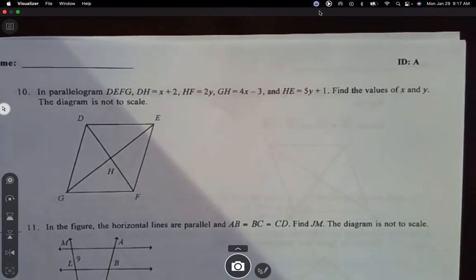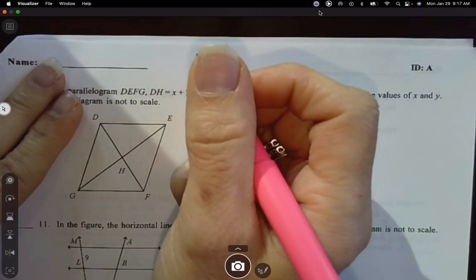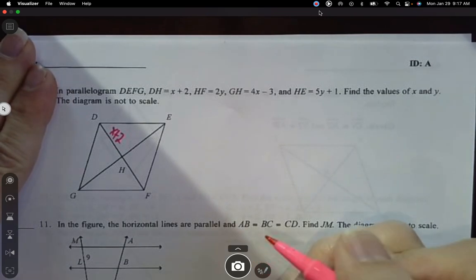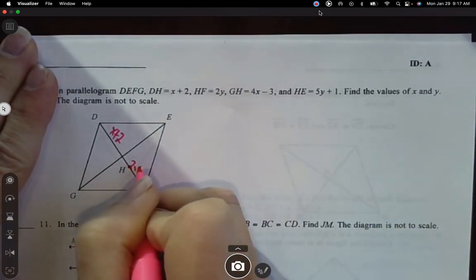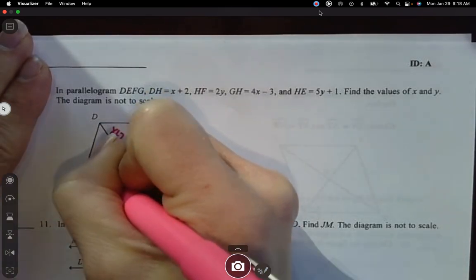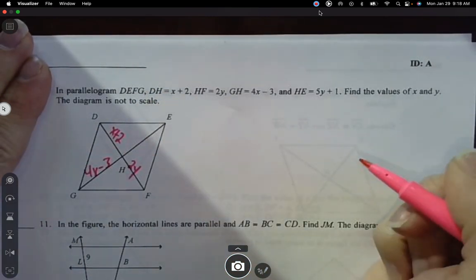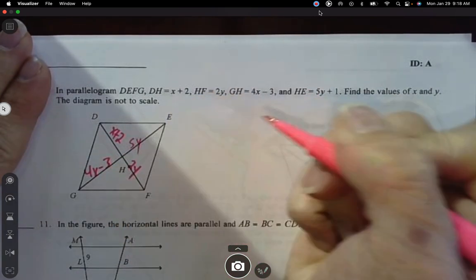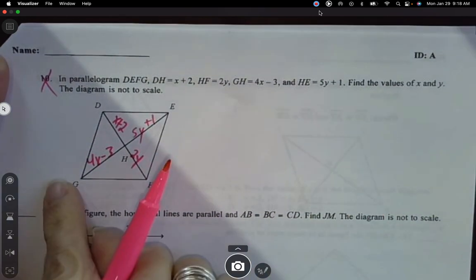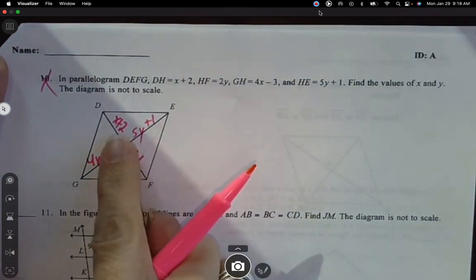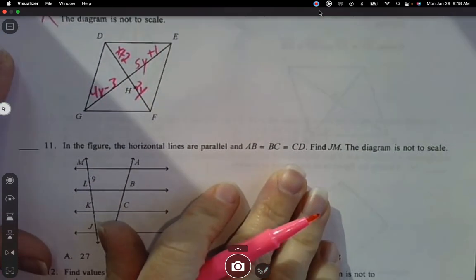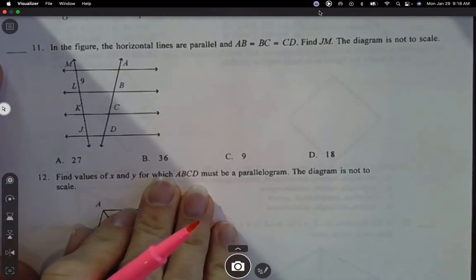All right. It says that DH, look, I'm going to label it, get confused. DH is x plus HF is 2y. I can't remember if we can do this one or not. GH is 4x minus 3. And HE, no, we can't do this one. Sorry. Mark number 10 off. It's because the variables don't match, okay? And I'm not going to do a system of equations on the test. All right, so mark 10 off. Moving on. That was fast.